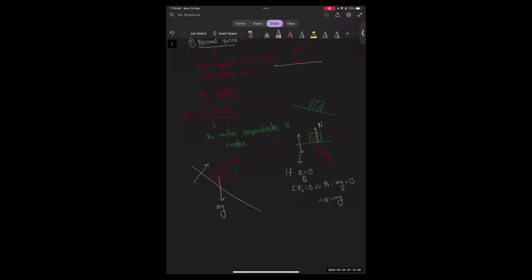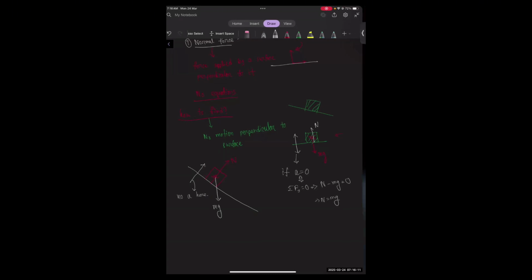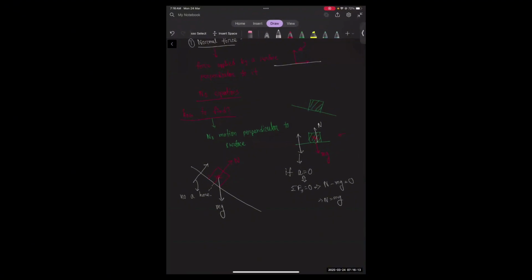The surface is in the perpendicular direction, so there will be no motion. So no acceleration here. So the net force in this direction should be 0. If this angle is theta, then the net force in this direction is plus n, because n is pointing in the positive direction. Then the component of mg along this direction.